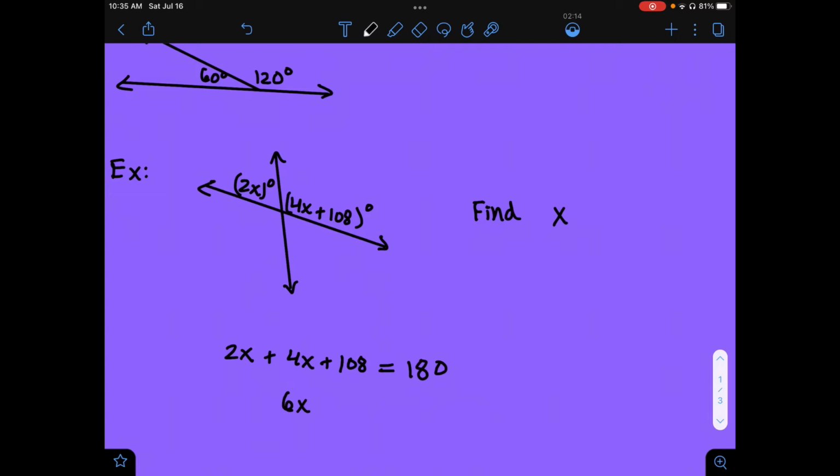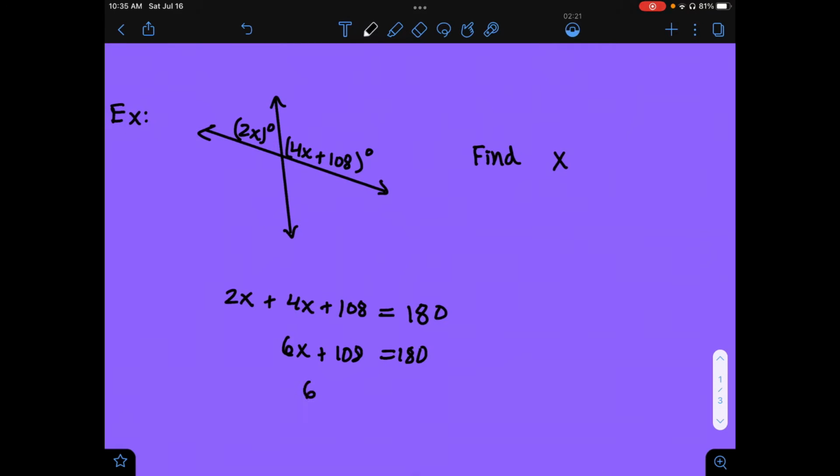We can combine like terms to get 6x plus 108 equal to 180. Then we can subtract 108 from each side to get 6x equals 72, and then divide by 6 to get x equals 12. So our value for x is 12, and that's our answer.